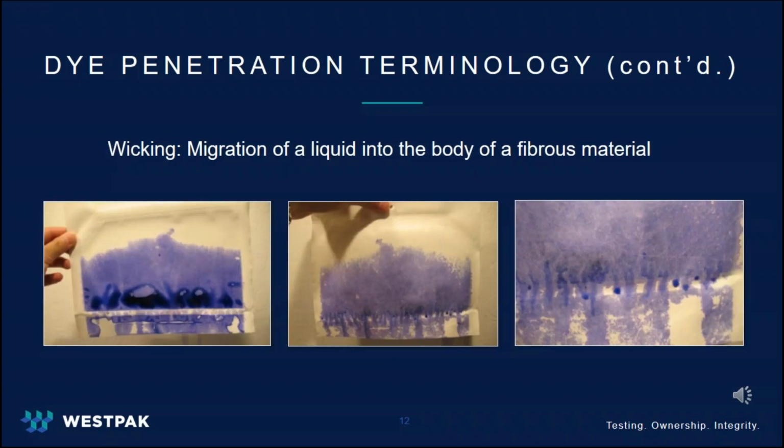Lastly, wicking is the migration of a liquid into the body of a fibrous material. This will typically happen with Tyvek packaging and is not to be mistaken with a channel leak. The dye penetrant will seep through the Tyvek layers given a certain period of time.